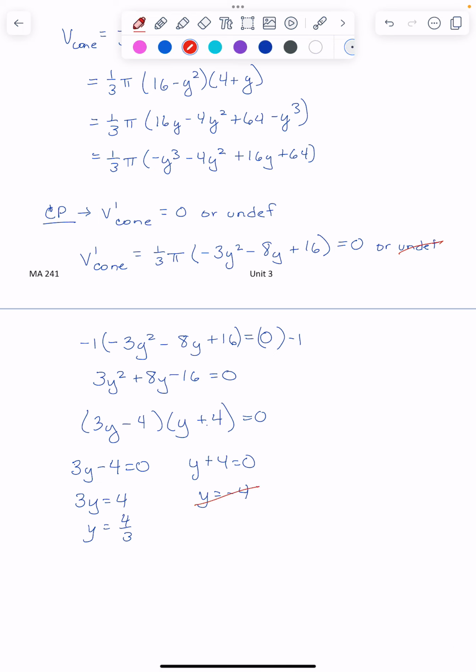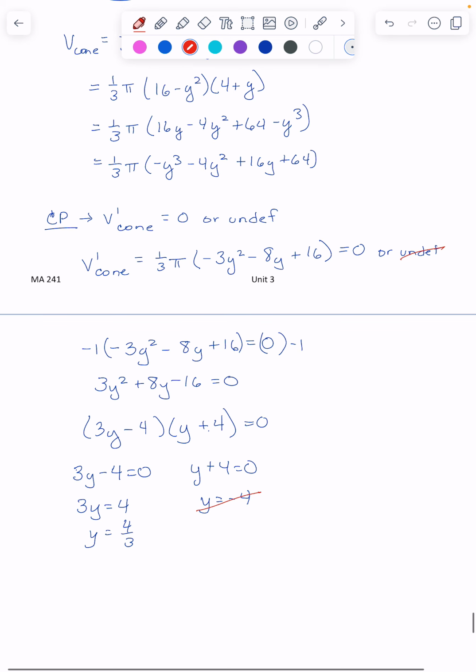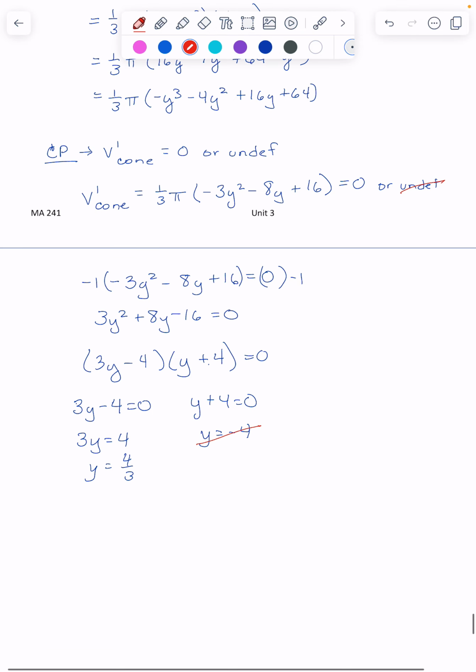Y equals 0 isn't even in my list of what I want to consider. I would have no volume there. So I'm suspecting that I have a maximum there at y equals 4/3. Let's give it a whirl and see.